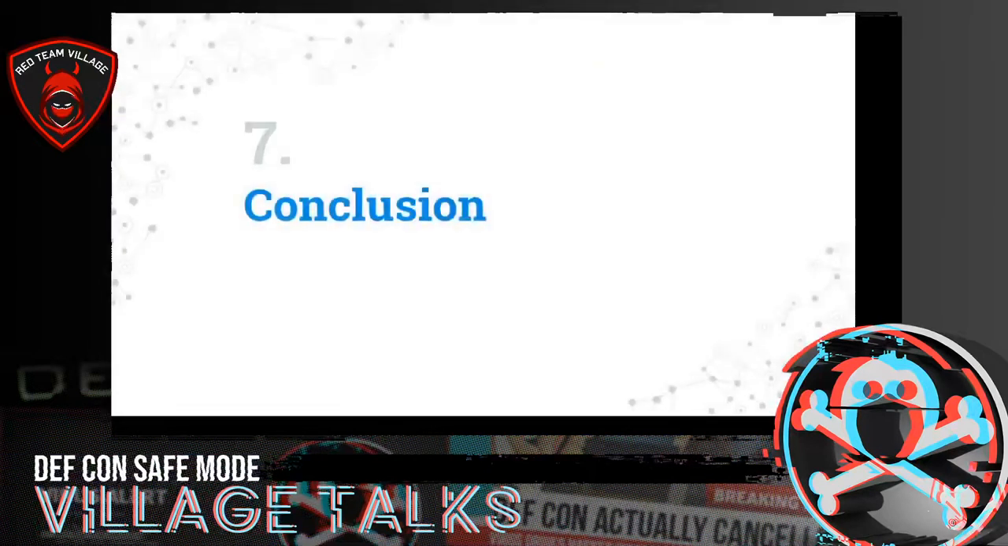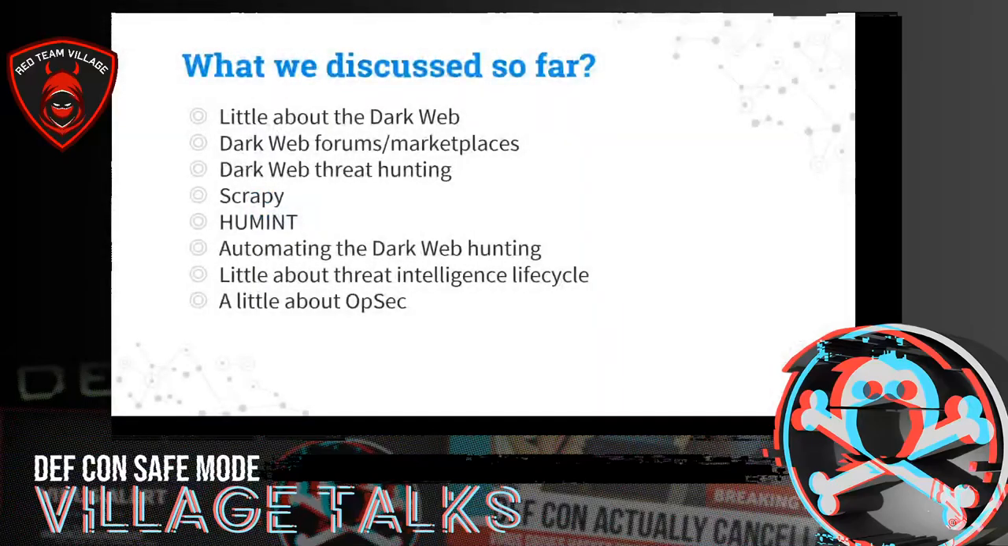Now, that was it. Concluding all this, we discussed a little about the dark web, what the dark web is, how to access the dark web. We discussed dark web forums and marketplaces, what different products are being sold there, what the cost model is around that. We discussed threat hunting on the dark web, how you can hunt on the dark web. We discussed different tools, and the main tool was Scrapy. That's the main framework that we are working on to hunt on the dark web. We discussed human intelligence, how it should be used to support your tool-based data collection. We discussed the pipeline or the architecture that can be used to automate the dark web hunting.